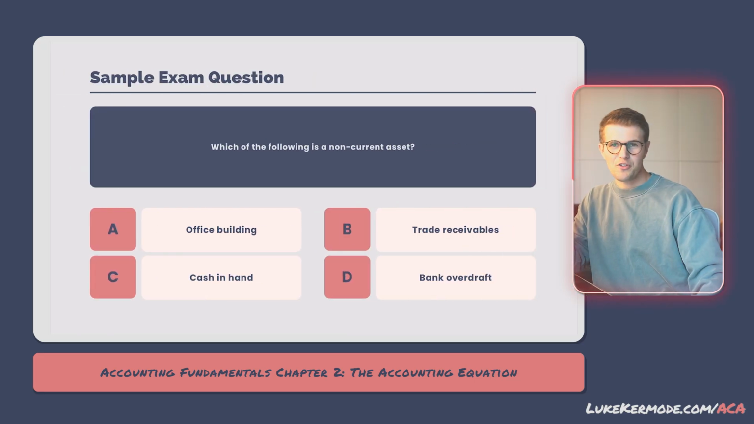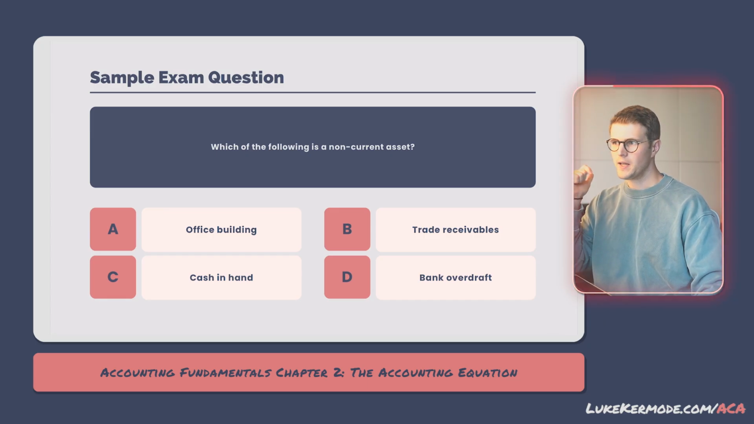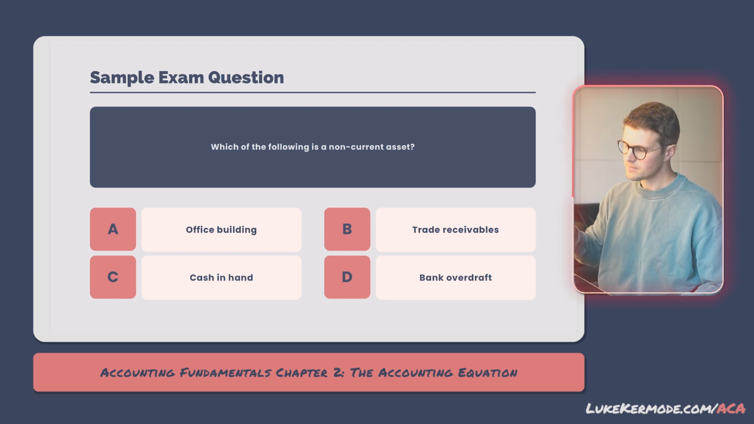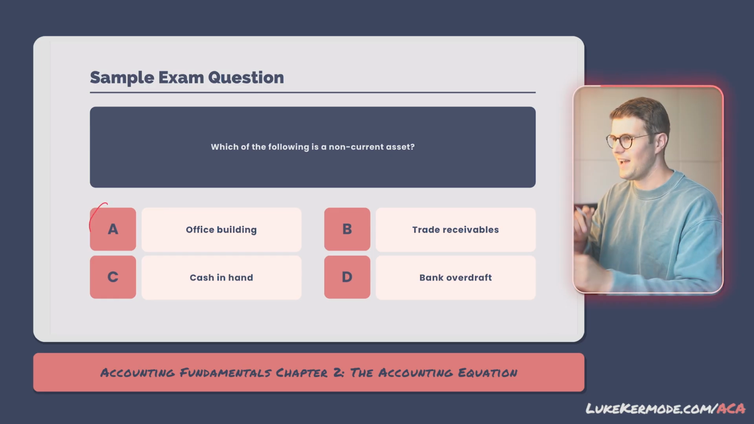Cool. Let's walk through a multi-choice question. Which of the following is a non-current asset? Is it an office building, trade receivables, cash in hand, or a bank overdraft? So take a moment to think about it. The correct answer to this question is A, an office building.